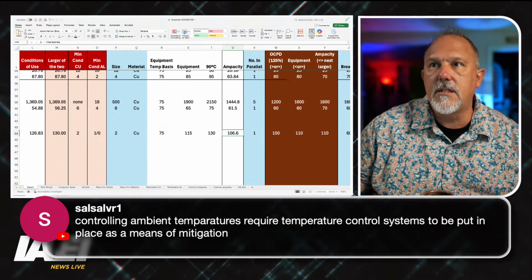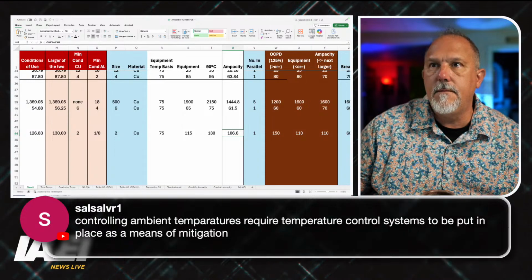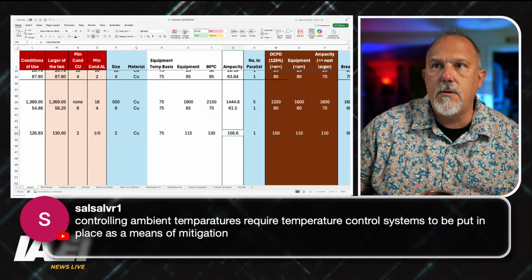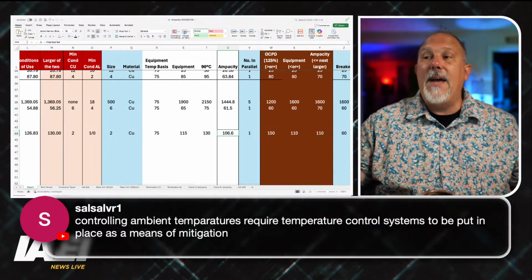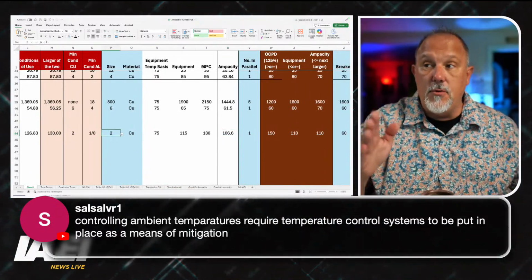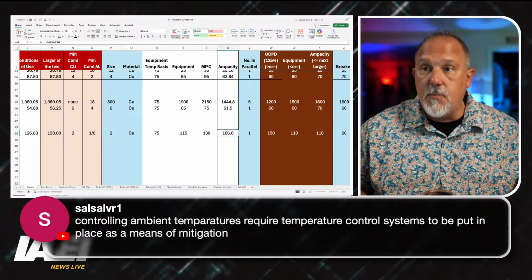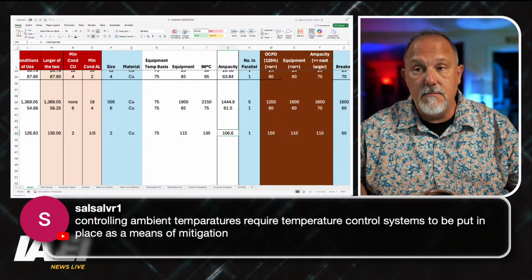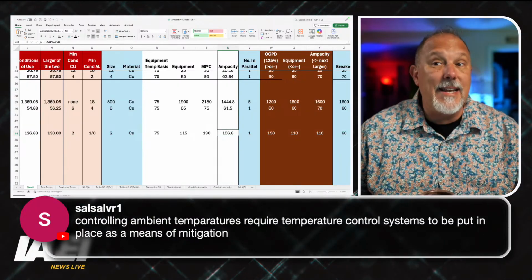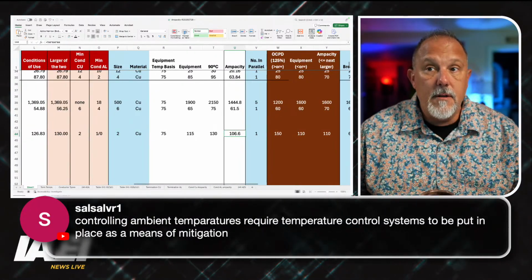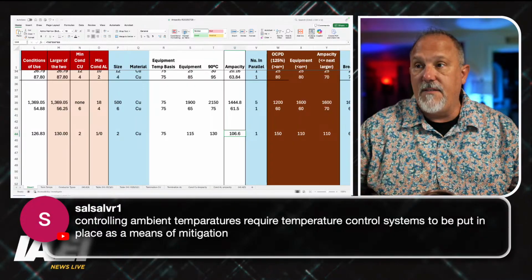Why do I have 106? T44 times K44. Oh, that's what it is. The ampacity of this number 2 is 106.6 amps. That does not exceed the 126 that I need based upon the multiplying factors.